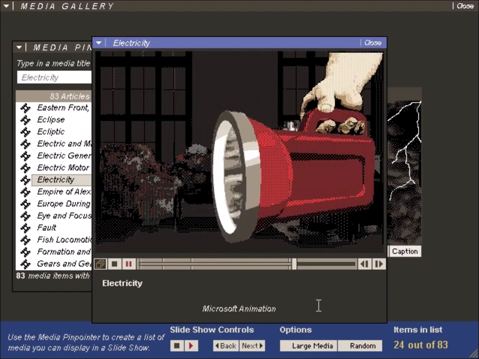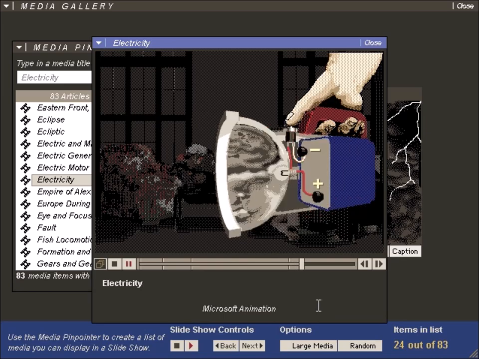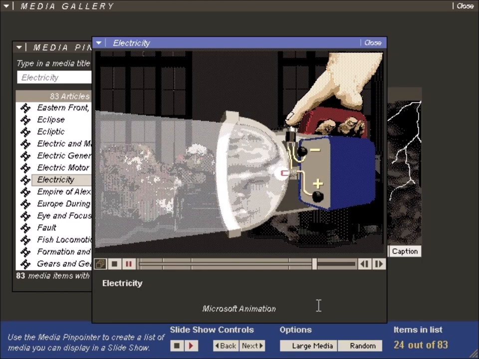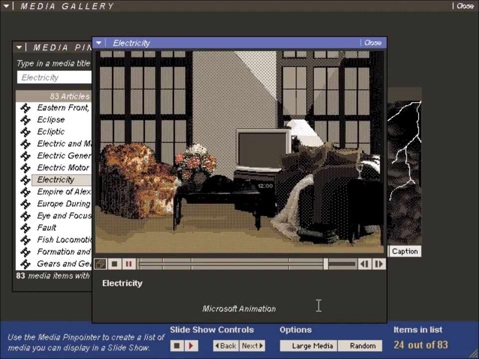In a flashlight, electrical charges are separated by chemical reactions within a battery. Negative charges, or electrons, flow through the wires. Electric current flowing through a filament within the light bulb heats the wire, and makes it glow. All common electrical appliances utilize the flow of electrons.